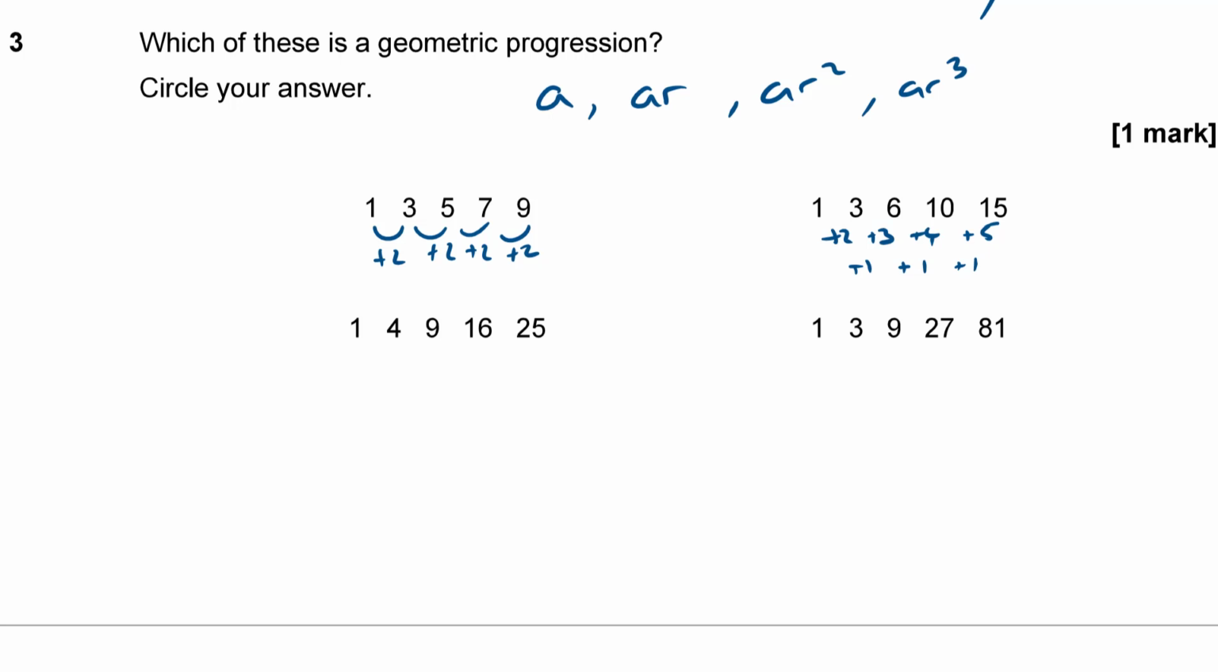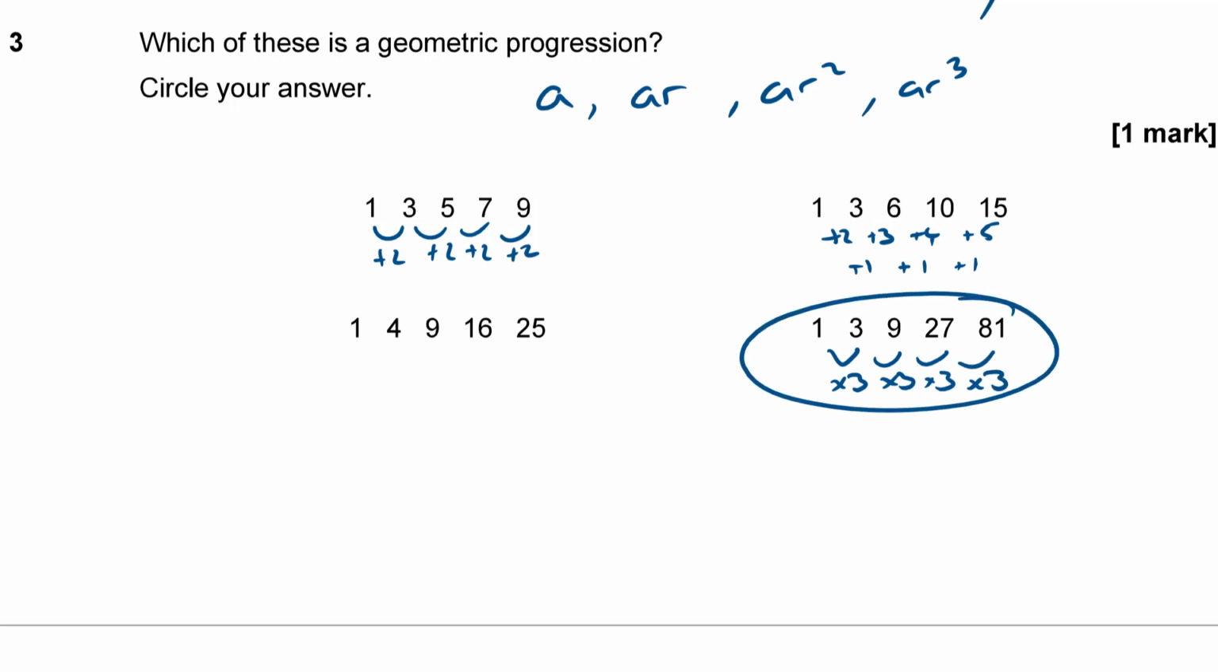This last sequence, the first term is 1. The second term is 3 times 1, which is 3. The third term is also times 3. Look, 3 times 3 is 9. 9 times 3 is 27, and 27 times 3 is 81. So this is the one which is the geometric progression.